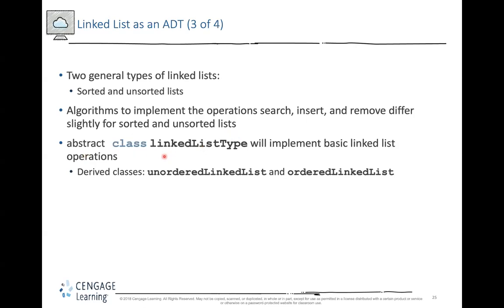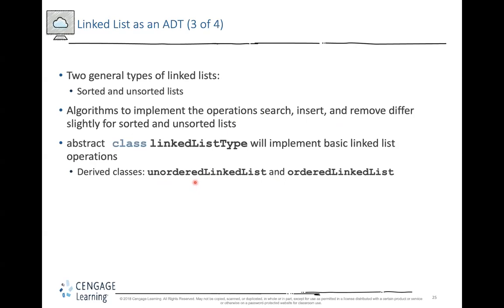Now, let's say we're going to have an abstract class, linked list type, that will implement the basic linked list operations. And then a way to structure the relationship with sorted versus unsorted, you may have this as the parent class, and then you have these two classes that you inherit from that, because it's mostly the same, but there are minor differences in certain operations. So we can have a design of these different classes.